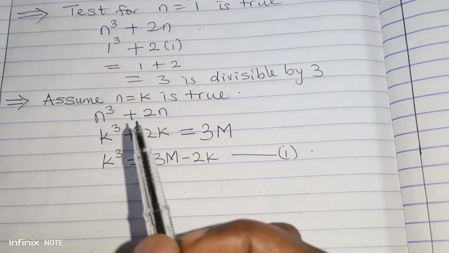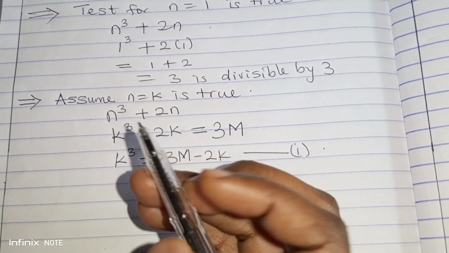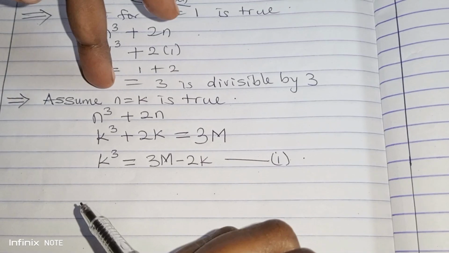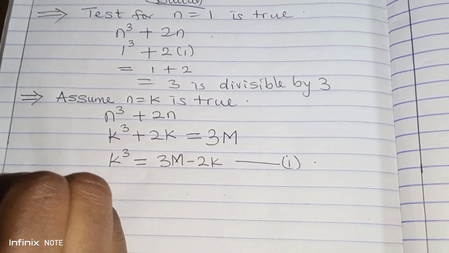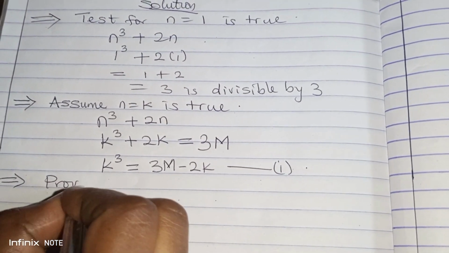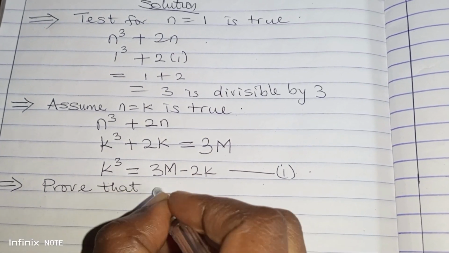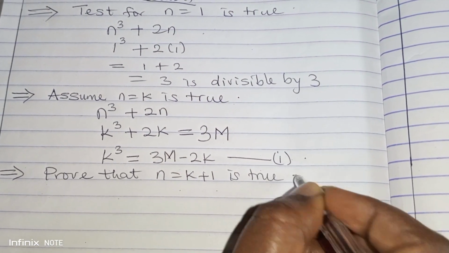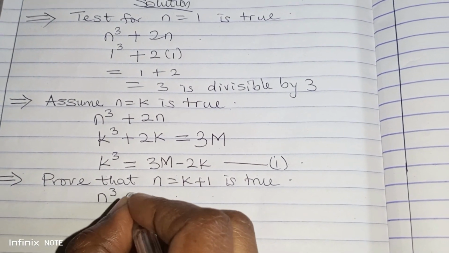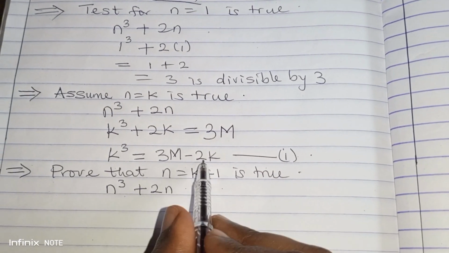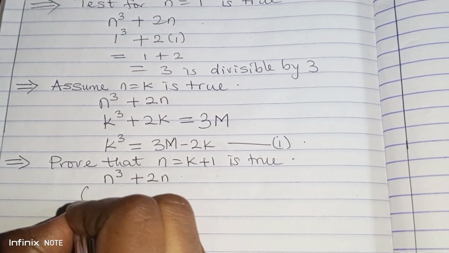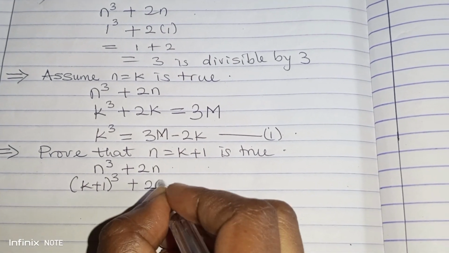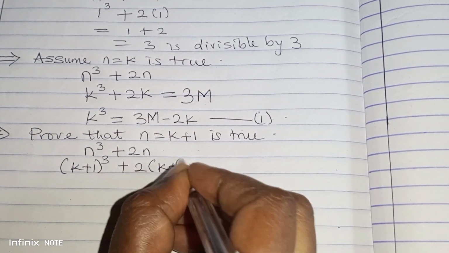So after this assumption, the next thing is that we have to prove that the next number after k, which is k plus 1, is true if n is equal to k is true. So prove that n is equal to k plus 1 is true. So this means anywhere I see n, I am putting what there? k plus 1. So I have k plus 1 cubed plus 2 into brackets k plus 1.